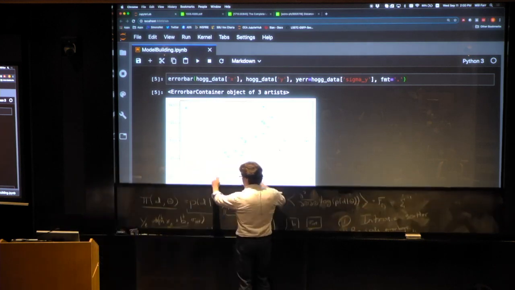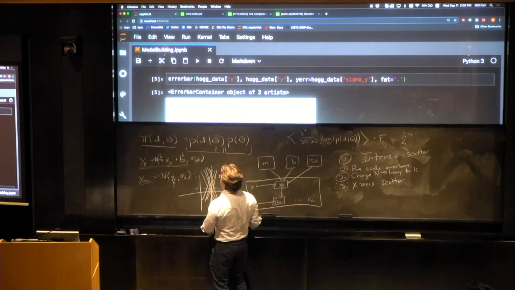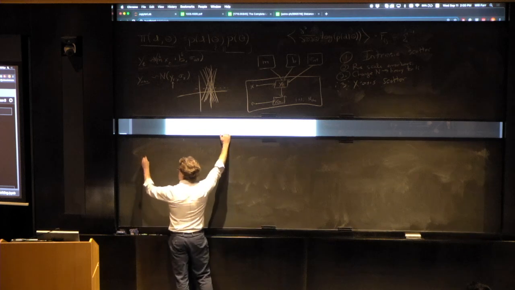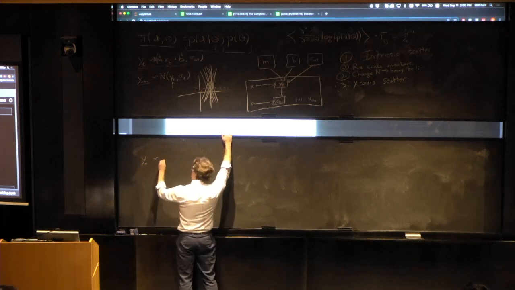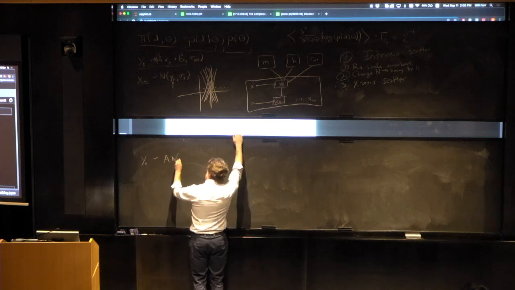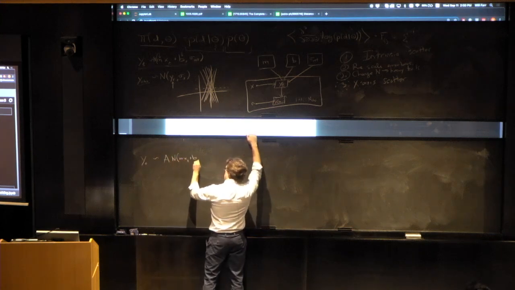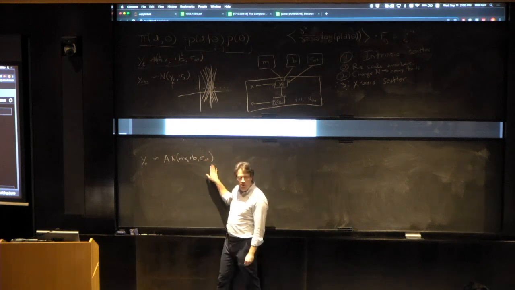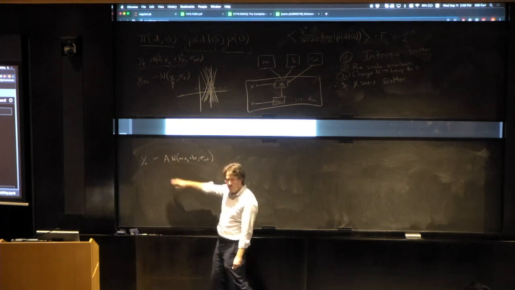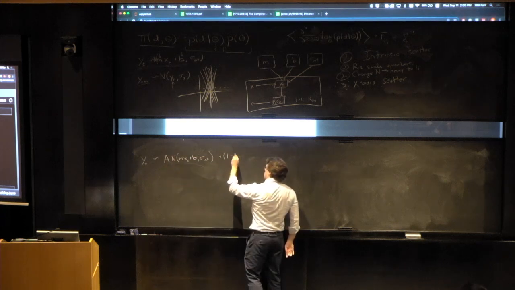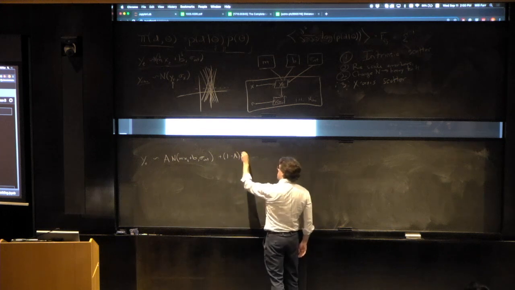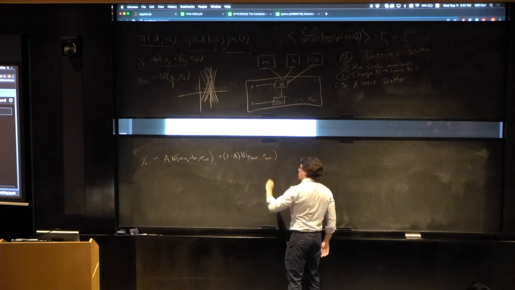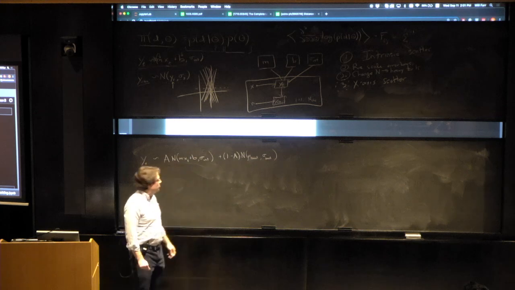The way to represent that is, instead of what's written up there, to say that Y true follows a normal distribution, just like we wrote before, some fraction of the time. And the rest of the time it comes from a completely different distribution.